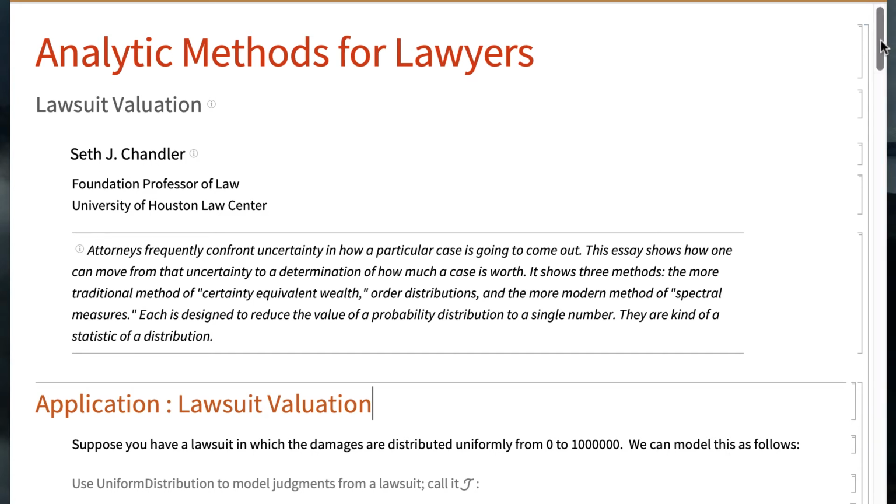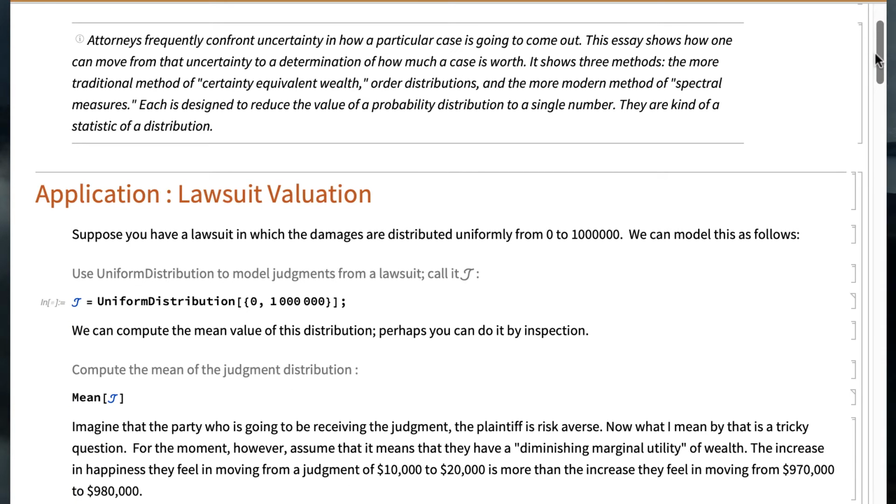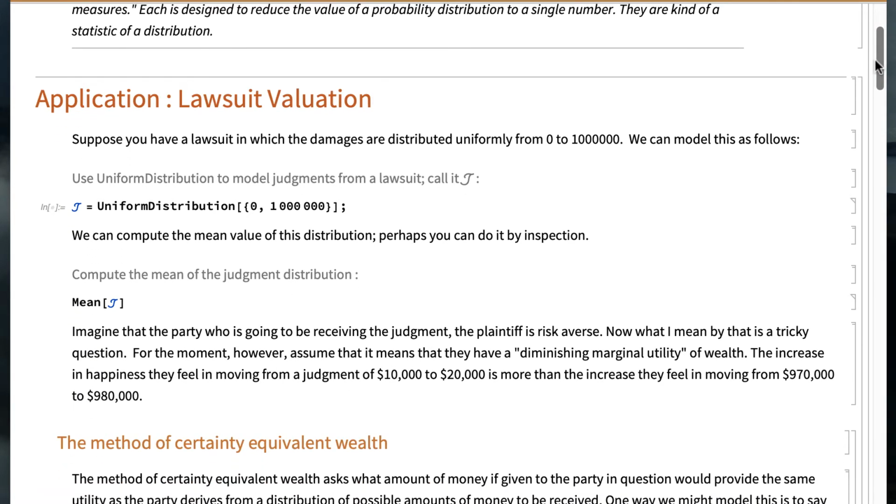We have a lawsuit, and we're going to assume that the damages are distributed uniformly from $0 to $1 million. That is, it's equally likely that the damages will be $397,423 as it is that they'll be $823,906, but there's no chance of them being $1,100,000. So this may be highly unrealistic, but it'll give us off to a start.